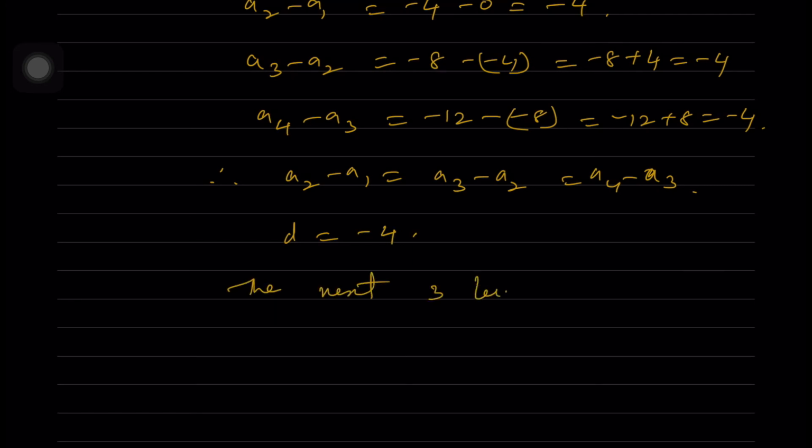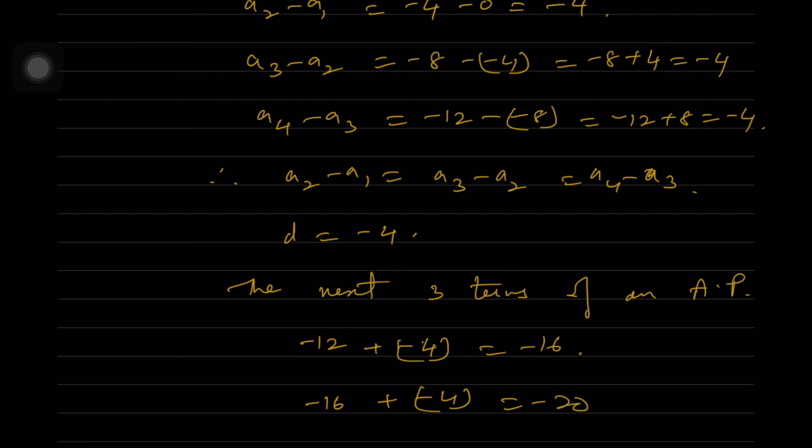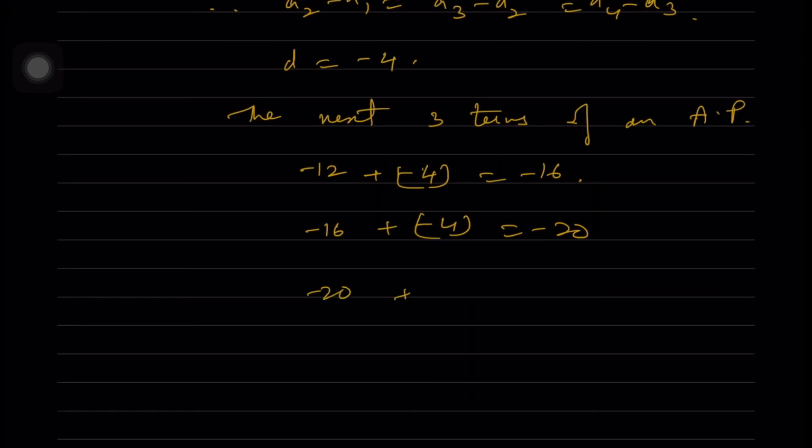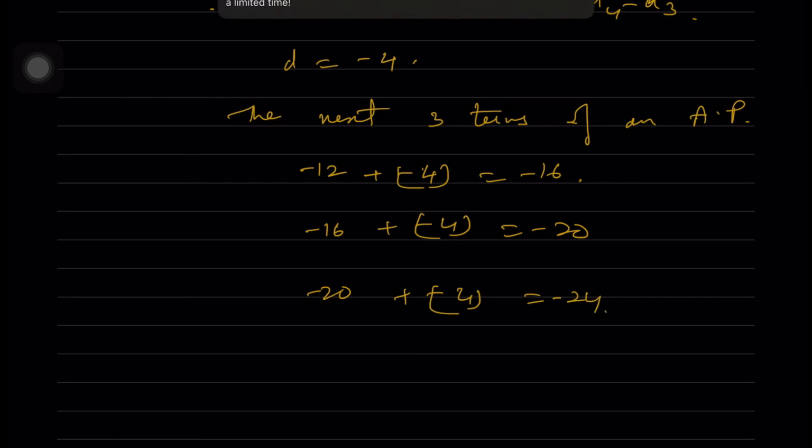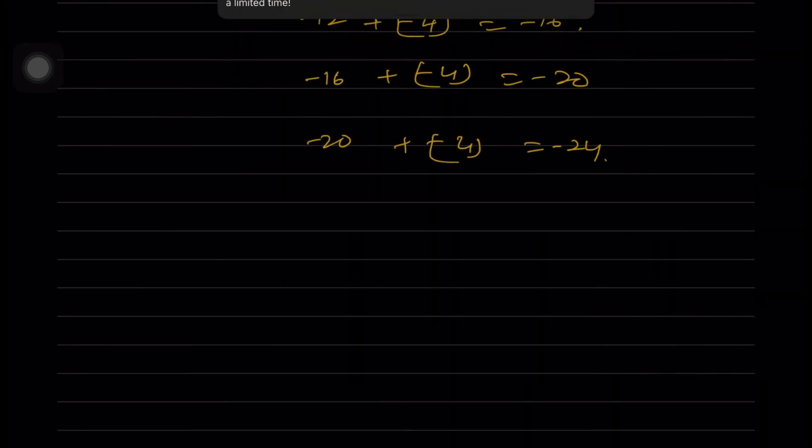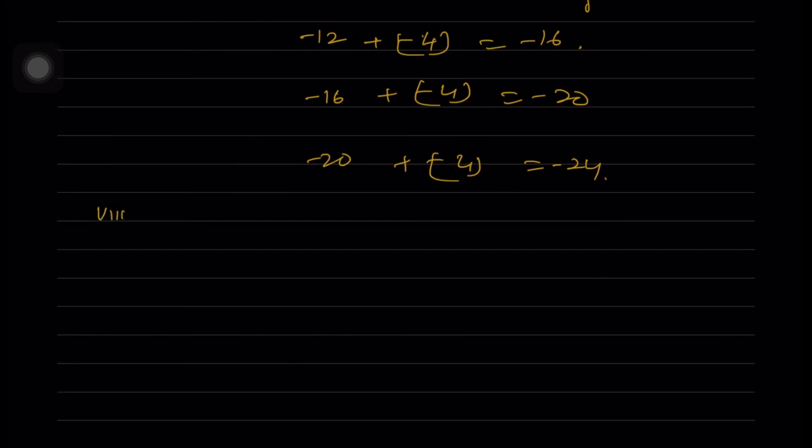The next 3 terms of the AP are minus 12 minus 4, which is equal to minus 16, then minus 16 minus 4 is minus 20, minus 20 minus 4 is minus 24. So the next three terms are minus 16, minus 20 and minus 24. So next, going into the 8th problem.